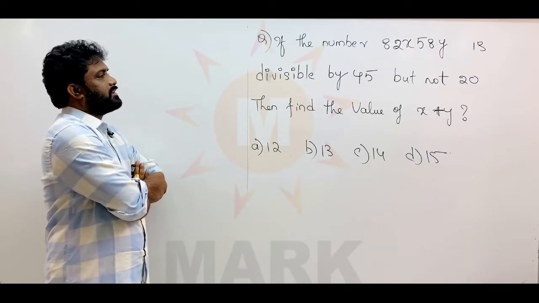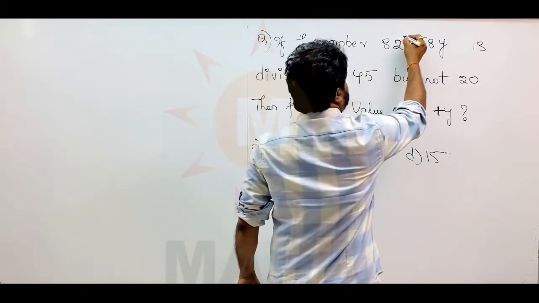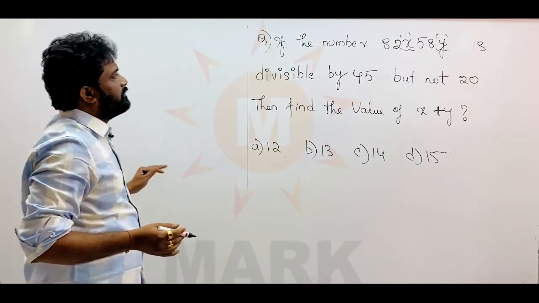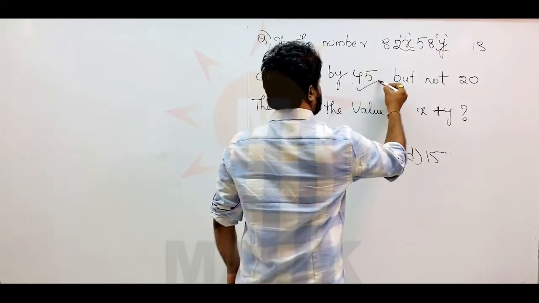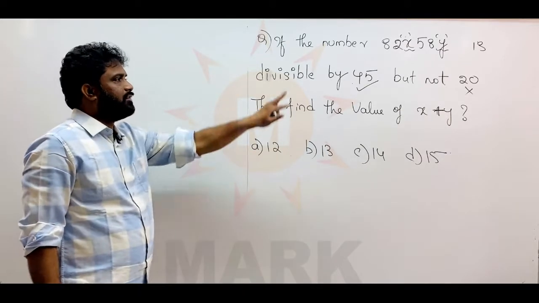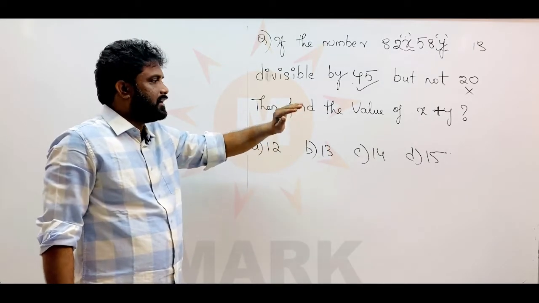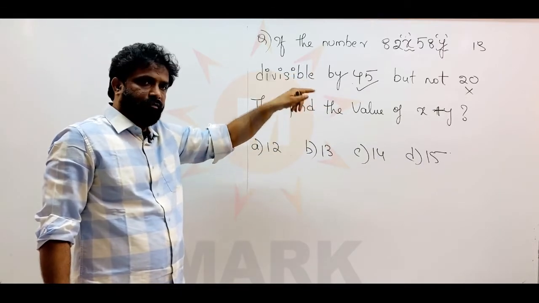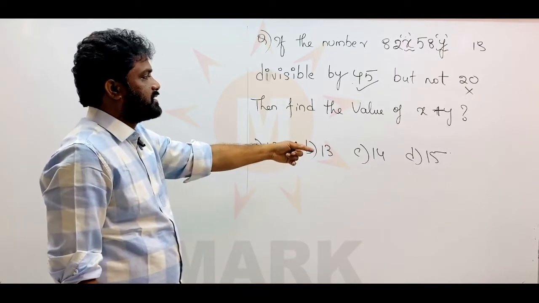Friends, there is a very interesting question here. If the number 82x58y, x is a variable, y is also variable. If the number 82x58y is divisible by 45, but not divisible by 20, then find the values of the two variables x and y. So first you have to find the single digit values. X is a single digit number and y is a single digit number. Then you have to find what is the value of x plus y.